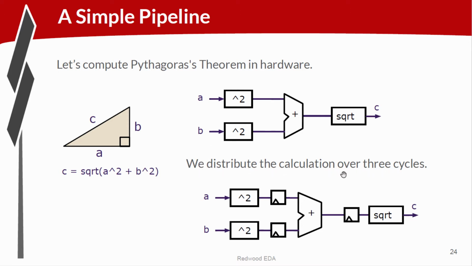So this logic is fairly deep, too deep to fit in a single cycle. So we're going to distribute this computation over multiple cycles. In the first cycle, we're going to square a and b. Then we're going to capture that in flip-flops. And then we're going to add those values together, capture the result in flip-flops, and then take the square root. Square root itself would take multiple cycles in reality. This is just an example, so let's keep it simple and assume that we can do the square root in a single cycle.